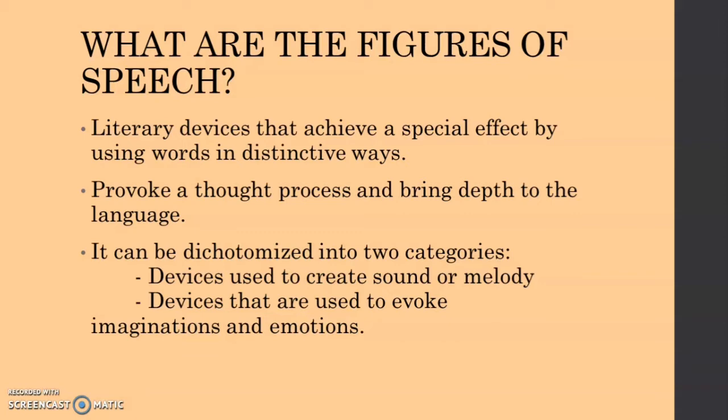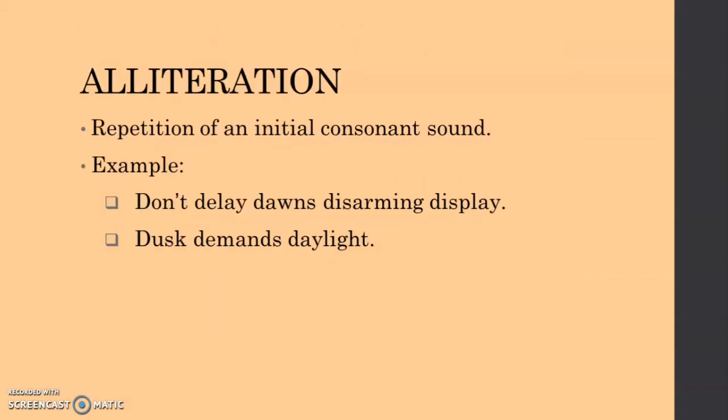Under the first category are the following figures of speech. Alliteration. This refers to the repetition of an initial consonant sound. Example: don't delay dawn's disarming display. Dusk demands daylight. In this example, the initial consonant sound d is continuously repeated.